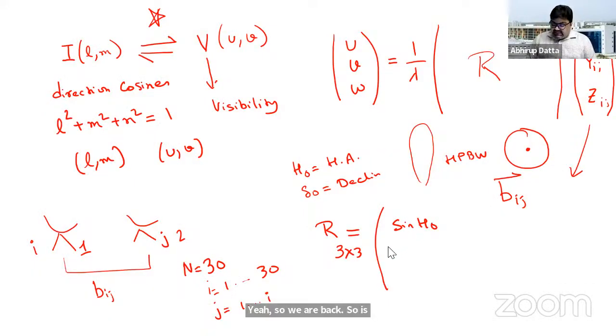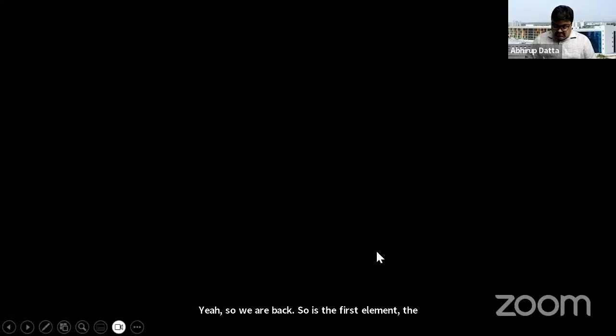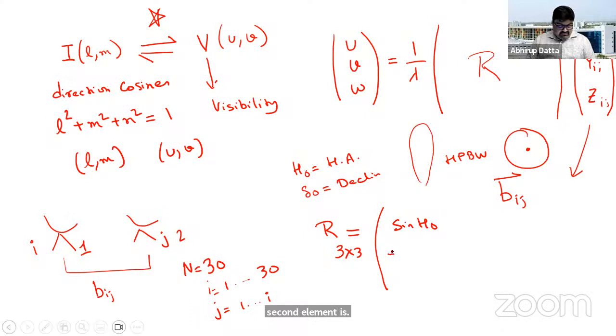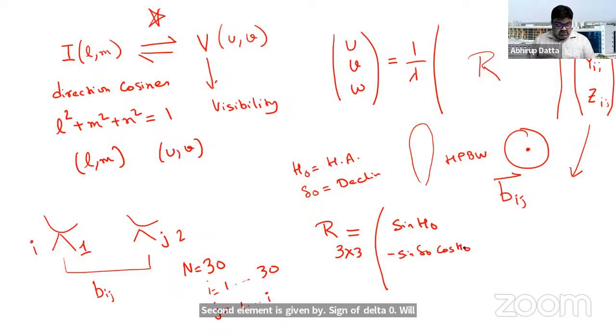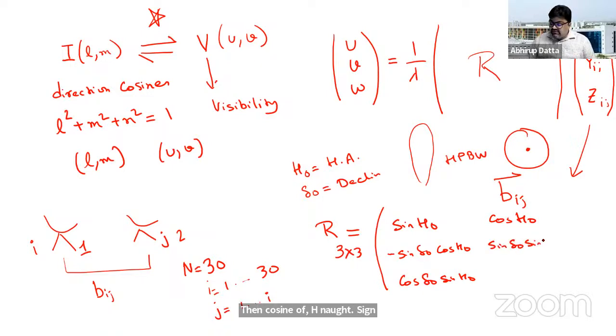So it's the first element. The second element is given by sine of delta naught, cosine of H naught. The third one is given by cosine of delta naught, sine of H naught. Then cosine of H naught, sine of delta naught, sine of H naught, and then minus cosine of delta naught, sine of H naught, 0, cosine of delta naught, and sine of delta naught.